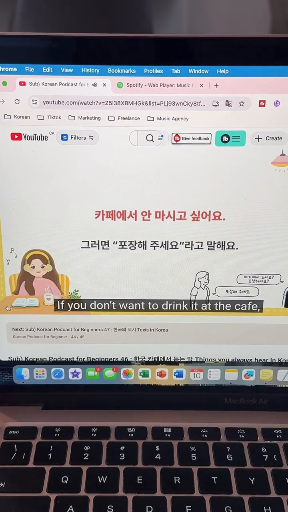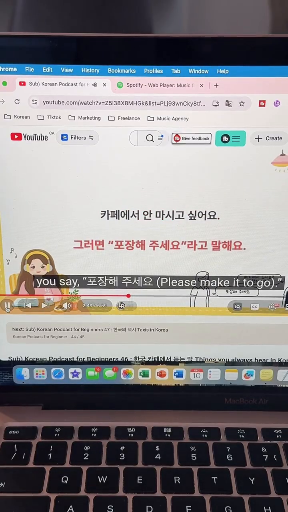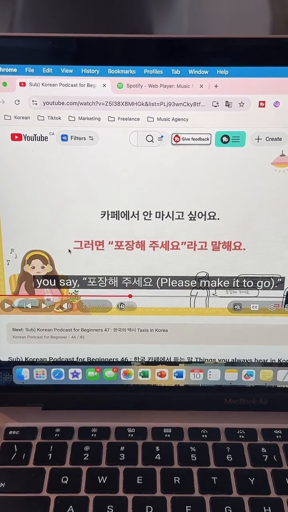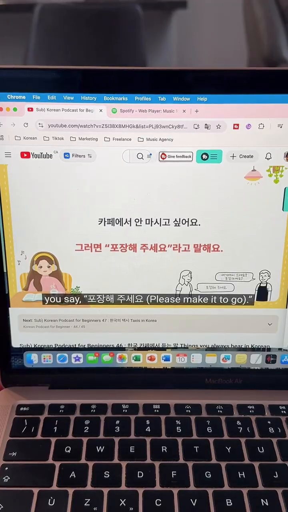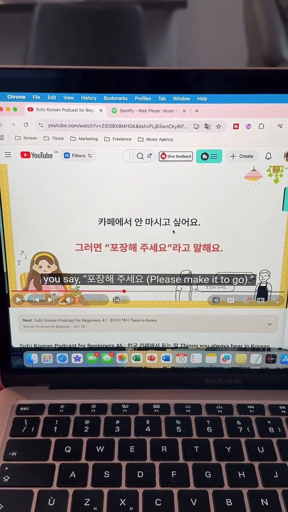카페에서 안 마시고 싶어요. 그러면 포장해 주세요. 라고 말해요. Okay, so now let's repeat those 2 sentences together. I will first be saying it 1 time faster and 1 time slower. So if you want to practice with me, you are more than welcome to do so. 카페에서 안 마시고 싶어요. 그러면 포장해 주세요. 라고 말해요. So let me repeat a little bit slower for you guys. 카페에서 안 마시고 싶어요. 그러면 포장해 주세요. 라고 말해요. So now let's translate everything together.